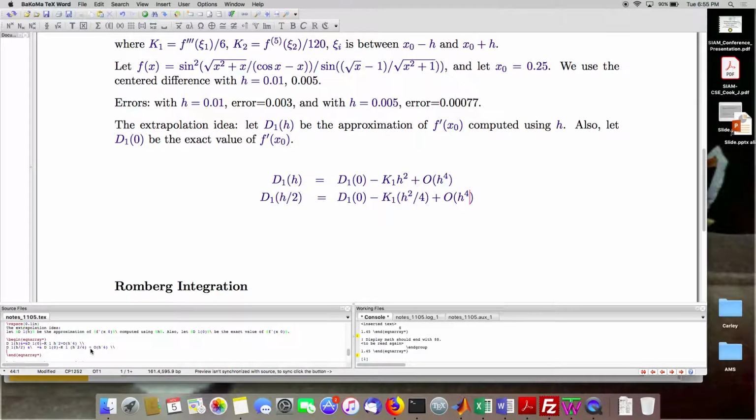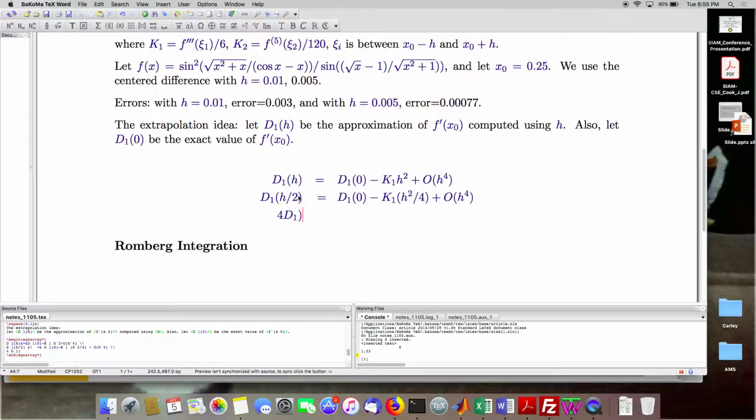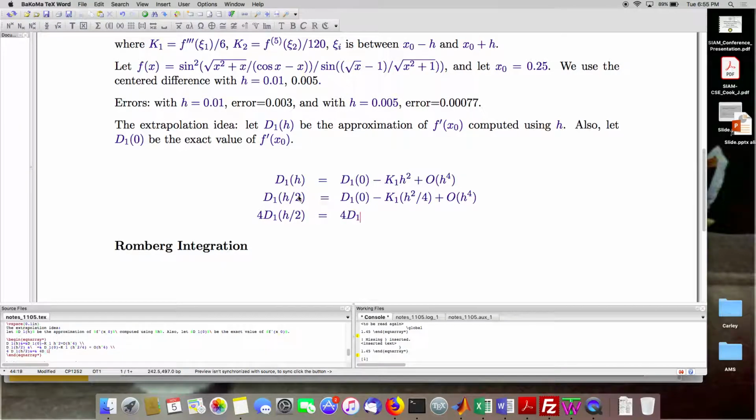Alright. So now I'm going to take this second equation here, and I'm going to multiply it by 4. So that would be 4 d1 of 0 minus, and if I multiply this by 4, that'll cancel with this 4 down below. So I'm going to get k1 h squared again. And then what's left is still order h to the fourth. Now, something that's order h to the fourth is going to be pretty small, so I'm just going to neglect it.